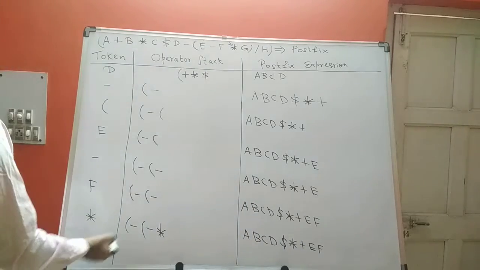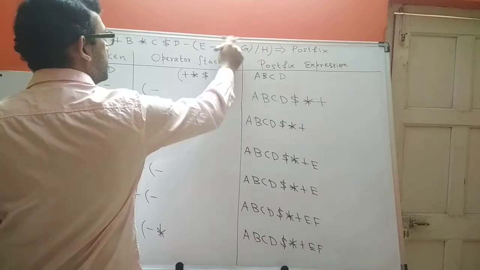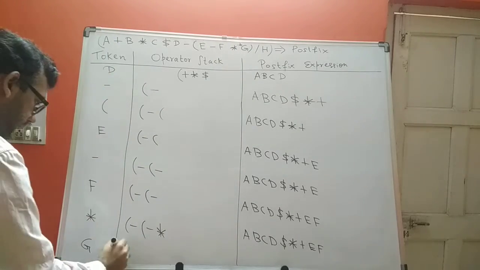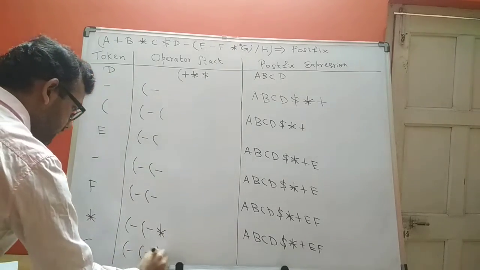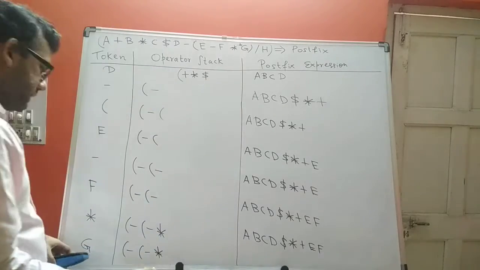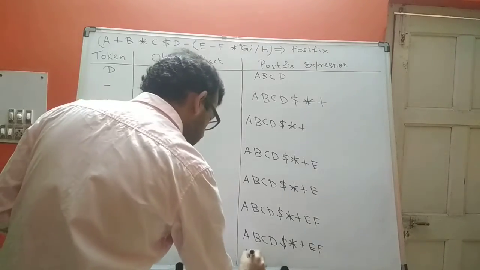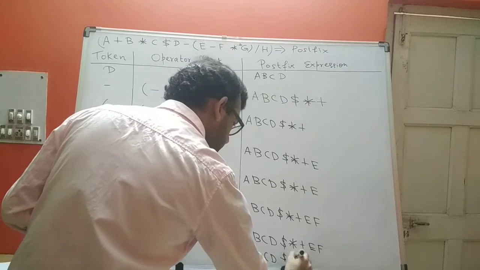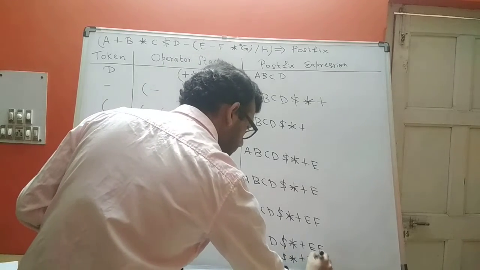Now after this, I have G. So I can take G and I can add it. I won't push it onto the stack because it is an operand. I'll just add it to the postfix expression.